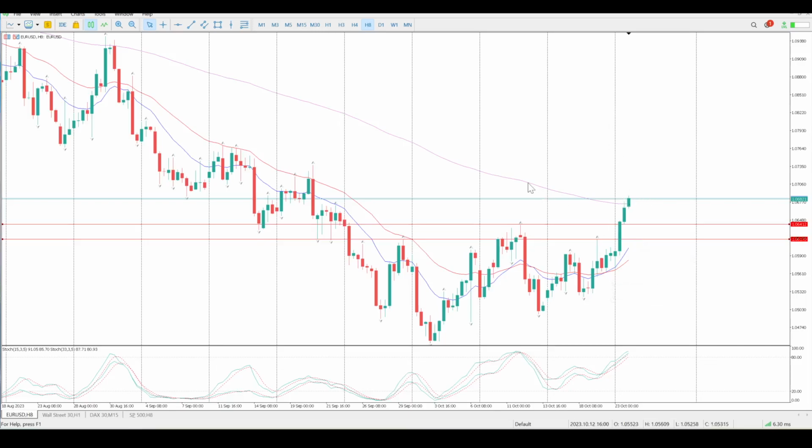We've got a cross over the moving averages. But for me, the trend is indicated by the 150 EMA. So we're kind of on it. So I would expect some kind of a pullback, and that pullback should come and test this area here.